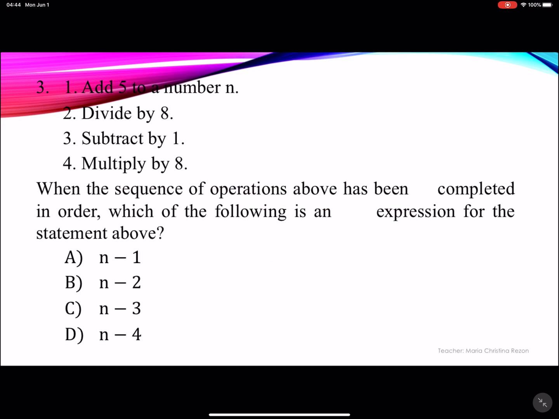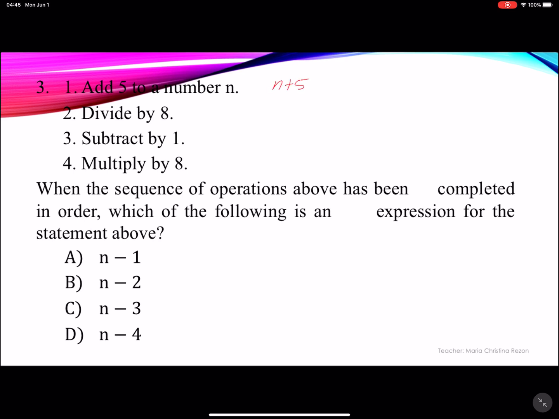Add 5 to a number n. Divide by 8, subtract by 1, multiply by 8. When the sequence of the operation has been completed in order, which of the following is an expression for the statement above? So this problem is actually asking us to simplify numbers 1, 2, 3, 4, make it into a very simple expression. So let's start. Add 5 to a number n, so that is n plus 5.